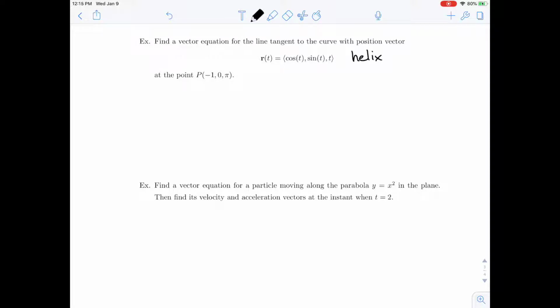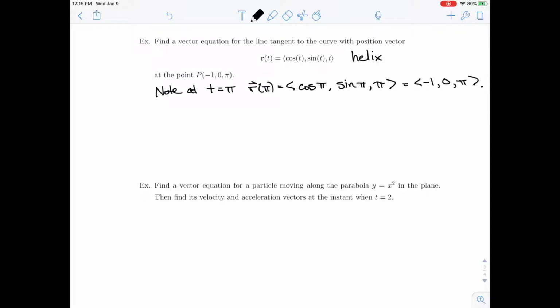So we have the point p, which is -1, 0, pi. We want to know what time that occurs at. So note, at t equals pi, r of pi is equal to cosine pi, sine pi, pi. Of course, the cosine of pi is -1, the sine of pi is 0, and t is pi. So that point, -1, 0, pi, occurs when t equals pi. Okay, so we have our point.